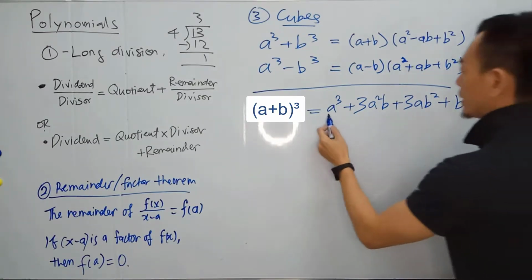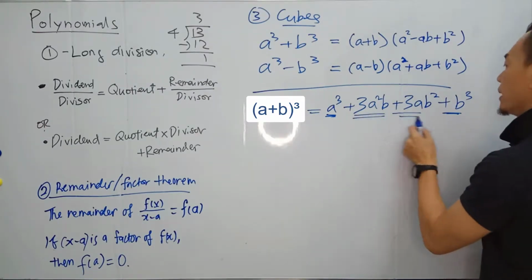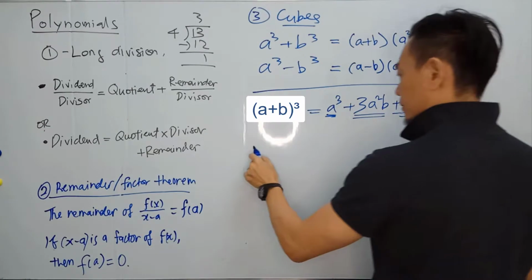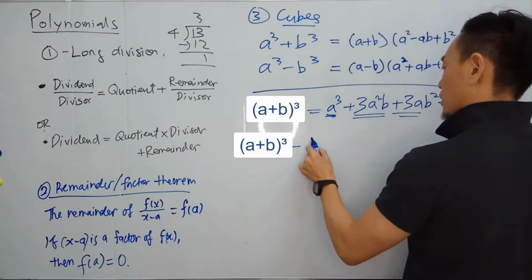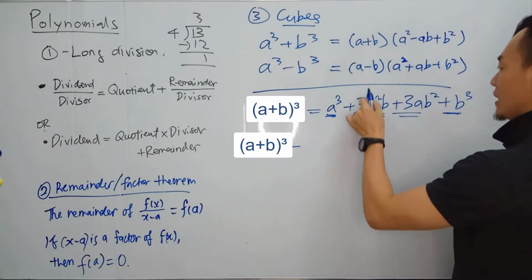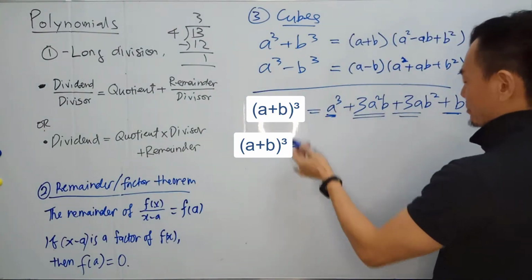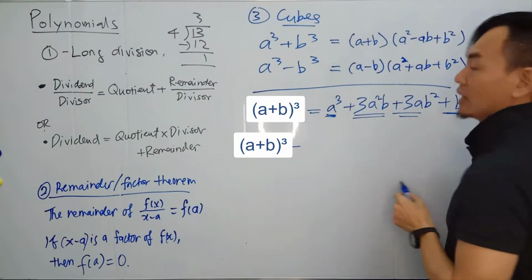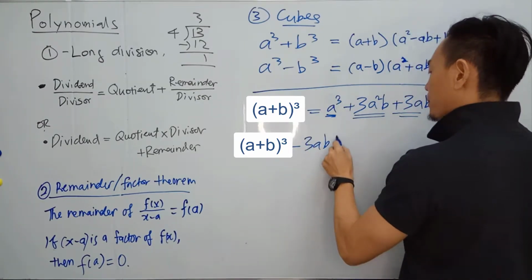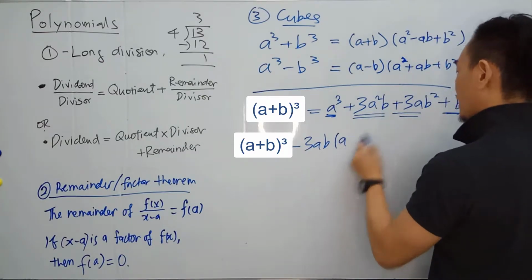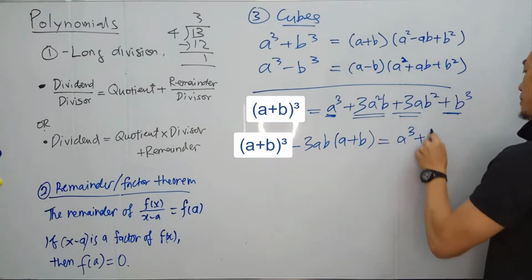So what we want is a cubed and b cubed. So everything else, this one and this one, I'm going to move to the other side. So you have (a plus b) cubed minus, and at the same time I'm going to factorize this. You guys are A-math students, you can handle it. When it goes over, it becomes minus, but at the same time, 3ab is a common factor. So 3ab bracket, you have another a here, you have another b here. So this is equal to a cubed plus b cubed.